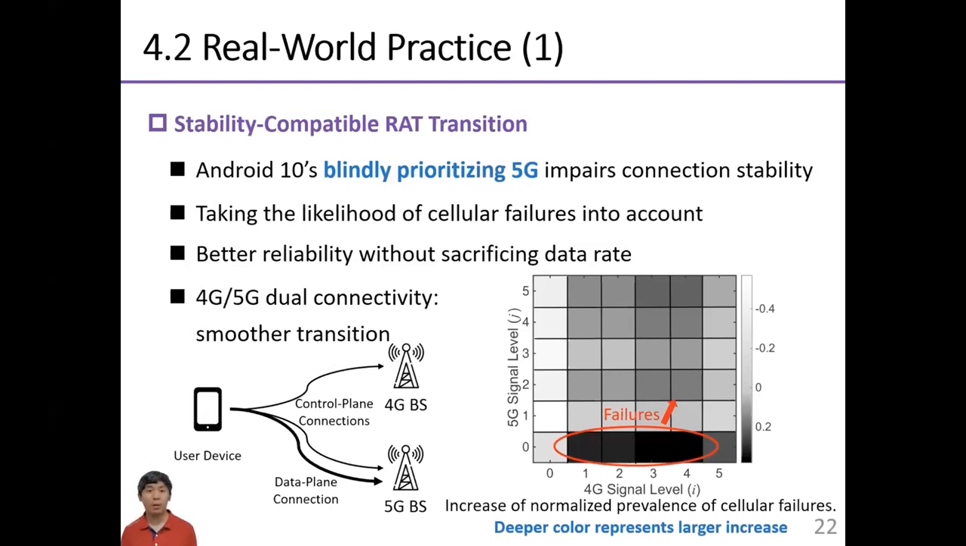For transition cases that could lead to a large increase in failure likelihood, we carefully avoid them to ensure reliability. In fact, we find that the avoided cases will generally not sacrifice data rate, but largely improve reliability. Also, we incorporate the novel 4G, 5G dual connectivity mechanism when applicable, which can maintain control plane connections with both a 4G and a 5G base station simultaneously. Therefore, when transition occurs, it can achieve smoother transition so as to reduce disturbance and improve reliability.